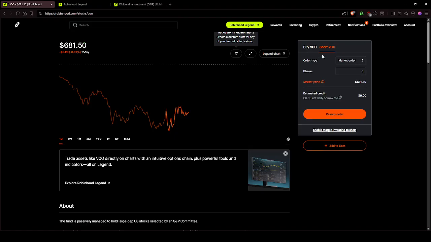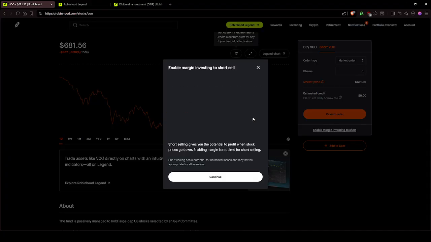If all goes well, you will make a profit, but if the stock price goes up, you may incur significant losses. After placing your order, monitor both the stock's performance and your position.